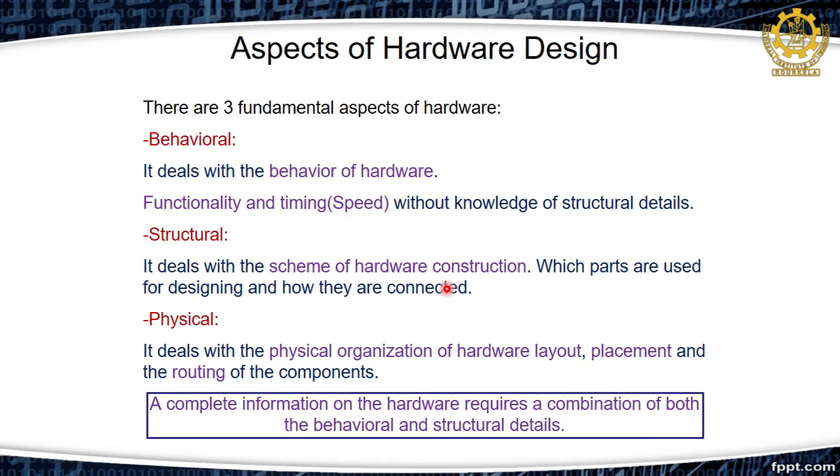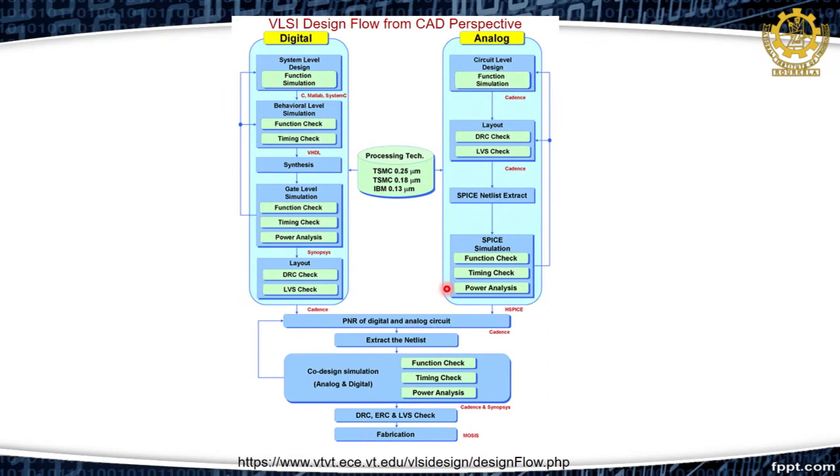Okay. So, for complete information of a hardware, we have to have a combination of the knowledge of the behavioral as well as the structural. So, once that is done and the specific system specification is done, then we use the physical aspect to do the fabrication of the IC. Okay. So, next I have taken a VLSI design flow.